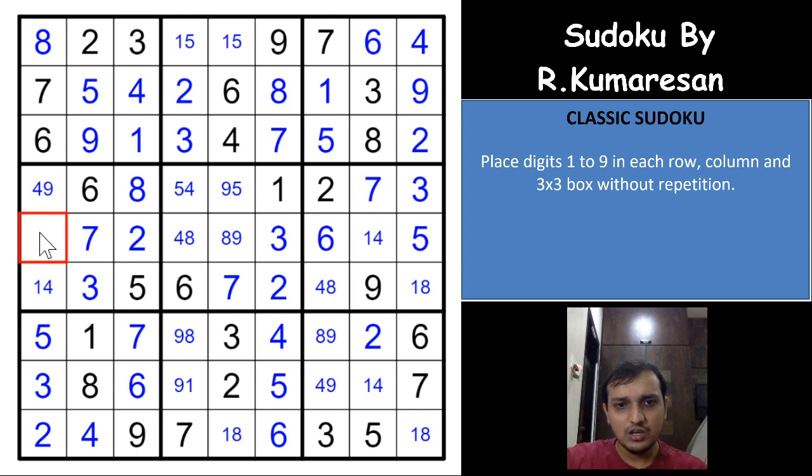If you see in this row also, 4 is used twice, 8 is used twice, and 9 and 1 are used once, right? So the possibility is 1, 4 and 9. So 1 and 9 are already used once, so you cannot have 1 and 9 here.